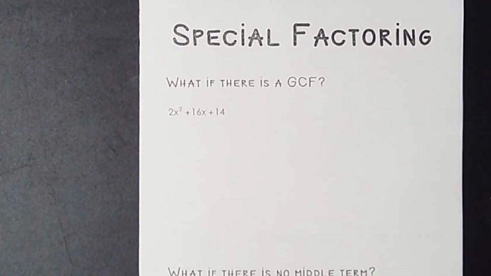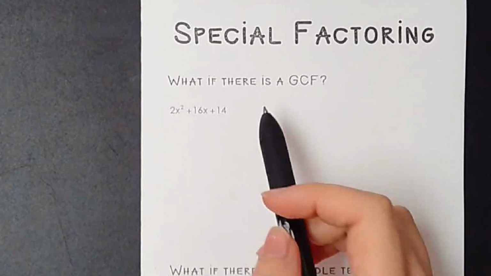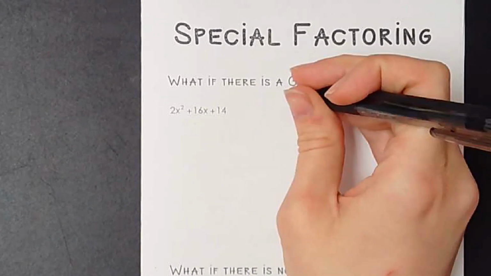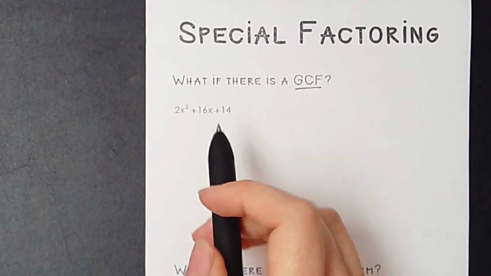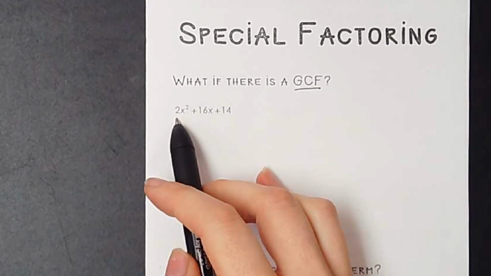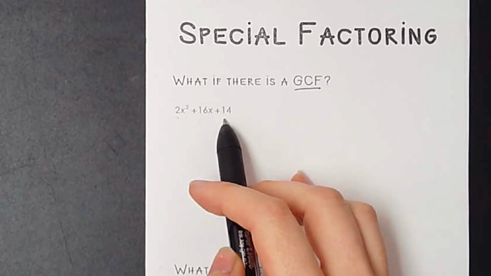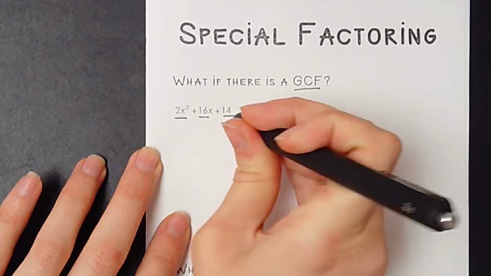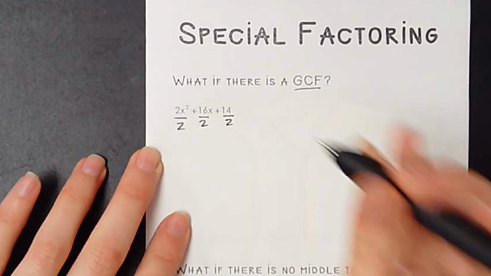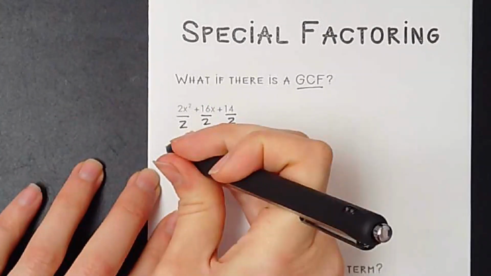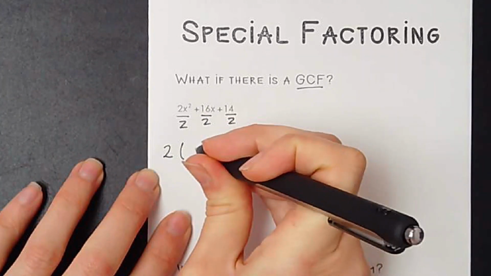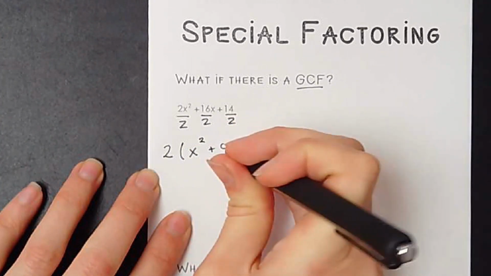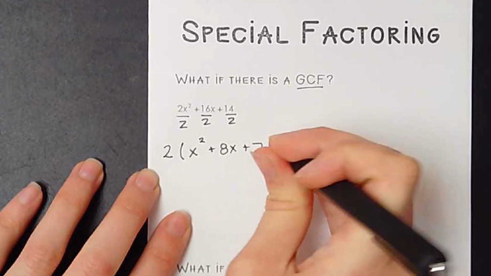So the first special case that could happen here is we have a GCF, or a greatest common factor. So if you look at our trinomial, I have 2x squared plus 16x plus 14. Those can all be divided by 2, so they all have a common factor. So I would factor out that 2 first, and I'm left with x squared plus 8x plus 7.